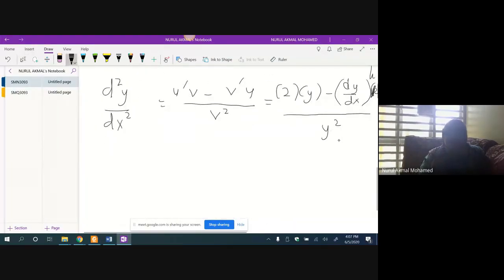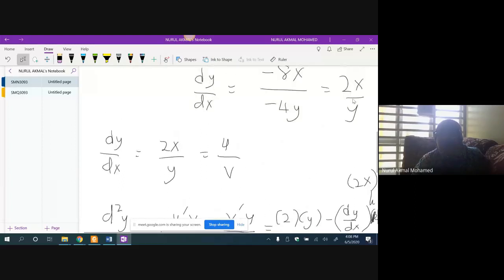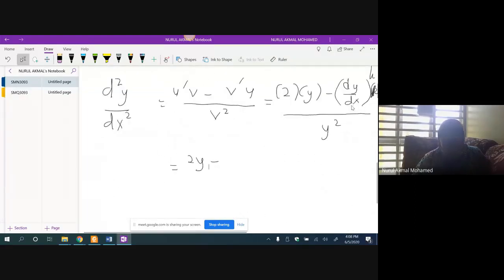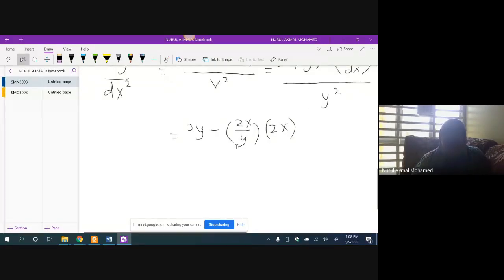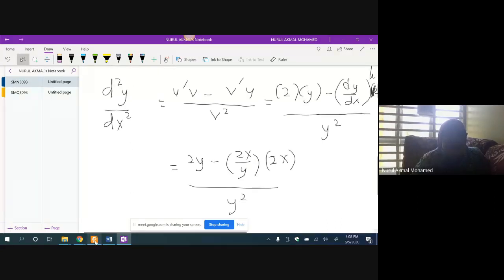Our dy dx is 2x divided by y, so it will be 2y minus 2x divided by y. Okay, 2x divided by y, and then you multiply with 2x, and then you divide everything with y squared. Okay, so this is your answer for d squared y dx squared. Let's compare.